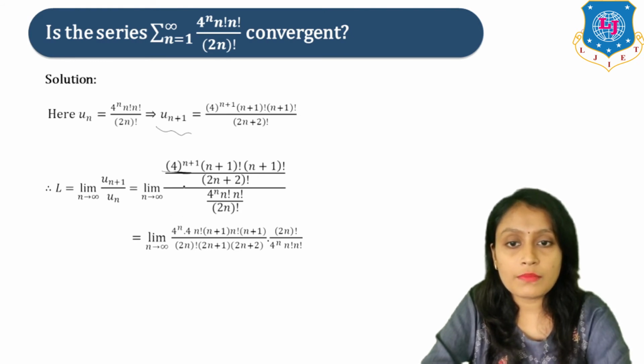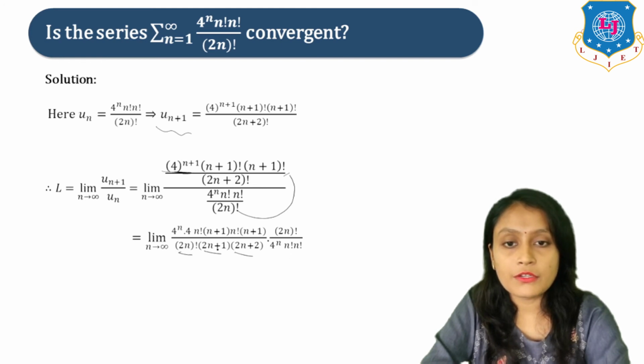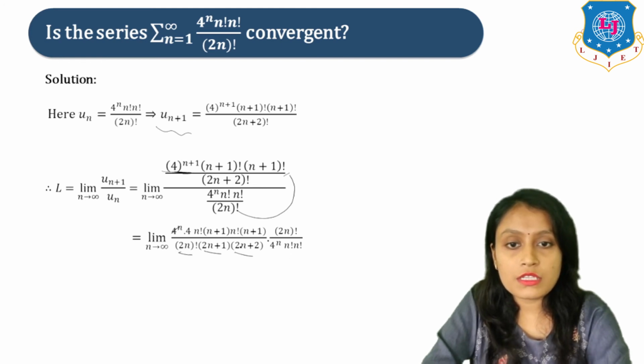We write 4 raised to n plus 1 as 4 raised to n into 4, and n plus 1 factorial as n plus 1 into n factorial. Again, n plus 1 factorial as n plus 1 into n factorial, and the denominator 2n plus 2 factorial we write as 2n plus 2 into 2n plus 1 into 2n factorial. The denominator 2n factorial goes to the numerator, and the other term, 4 raised to n into n factorial, stays as it is. Now 4 raised to n gets cancelled, n factorial gets cancelled, and 2n factorial gets cancelled.